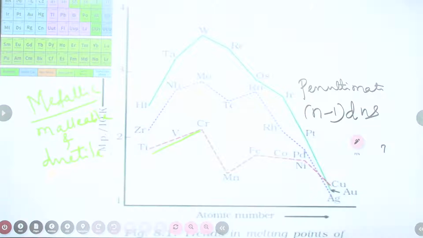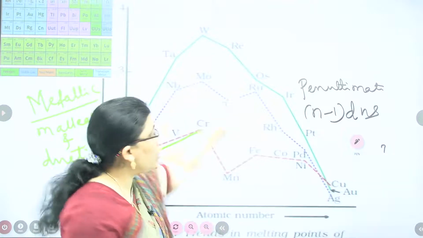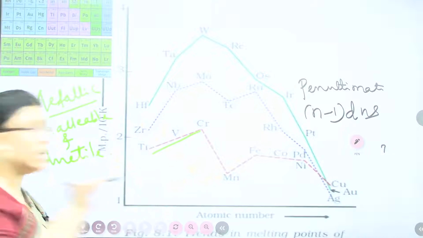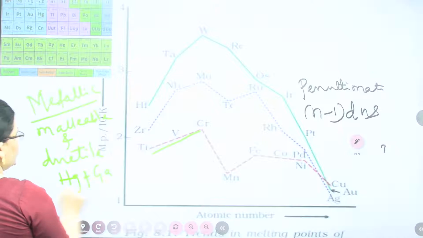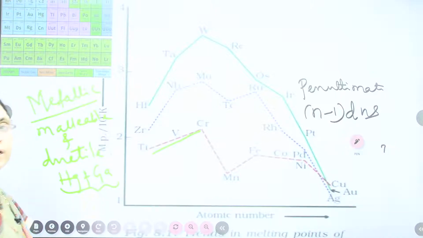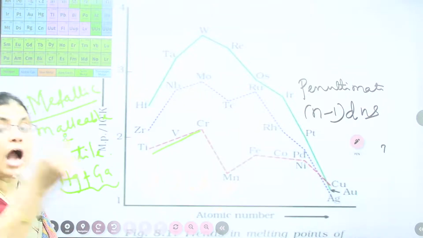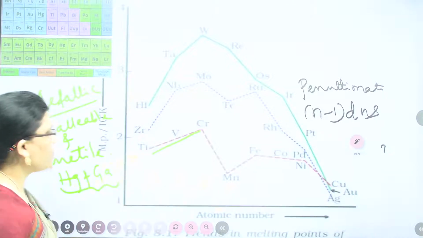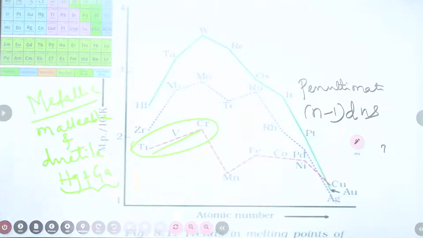Then there will be an exceptional case, because we said that amongst all the d block elements, mercury is the metal that exists in the liquid state. Mercury and gallium, even gallium, exist as liquids at room temperature. The remaining ones are solids, and they have a high metallic character. That's why, in the graph, from titanium to chromium there is an increase in melting point.